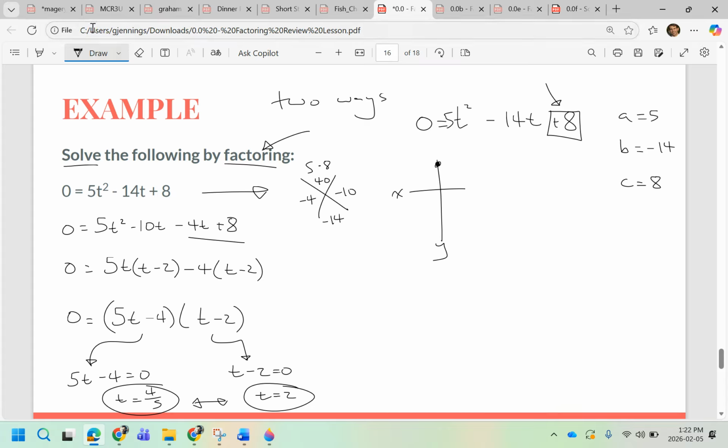The B value has a really cool property, okay? The B value tells you its behavior as it's crossing the y-axis. Notice, if we didn't have this part, the 5t squared, it would not be quadratic anymore. It would be what type of function? Just minus 14t plus 8? It's linear.